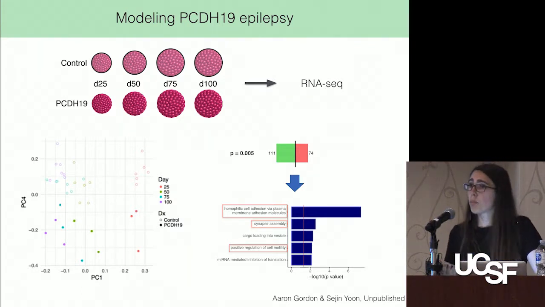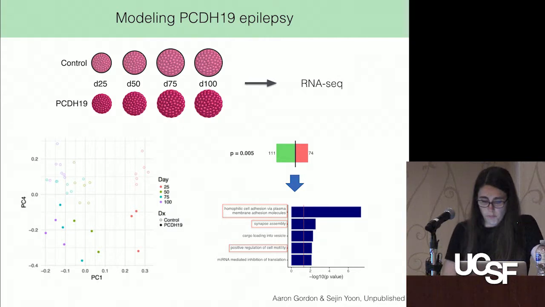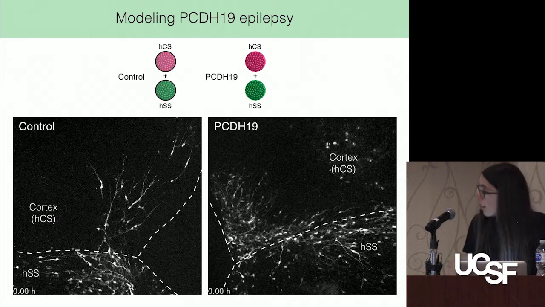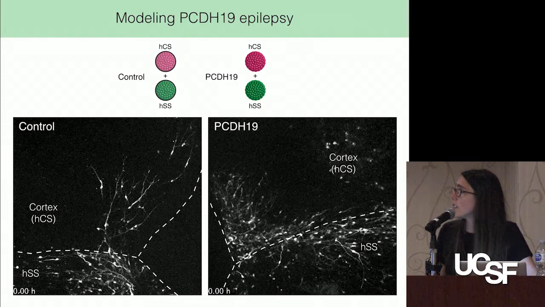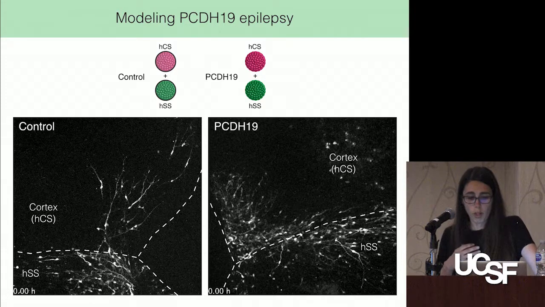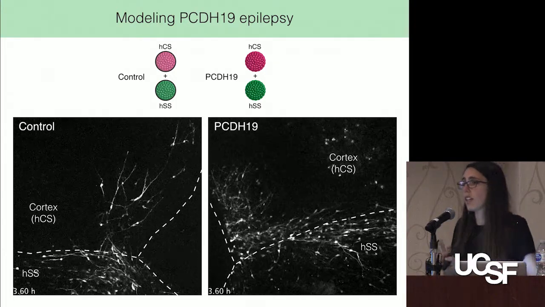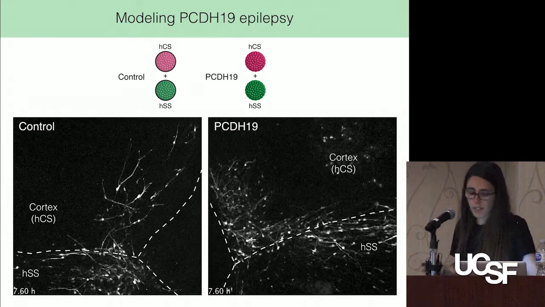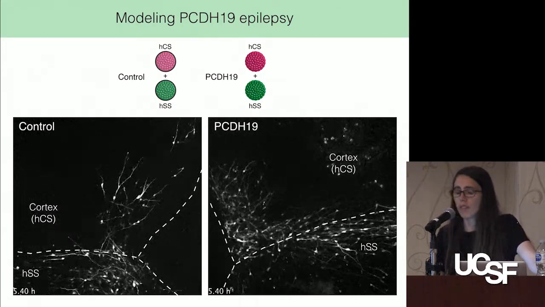Again, this is very preliminary, and we still have a lot of samples that we want to add, but it's telling us that we can use this system to study PCDH19. The next thing that I will be doing, and I really just started this, is generating cortical and subpallial spheroids from control and PCDH19 patients and studying the migration. I can't really say anything about a phenotype yet, but hopefully I will have this data soon and I'll be able to share it with you.